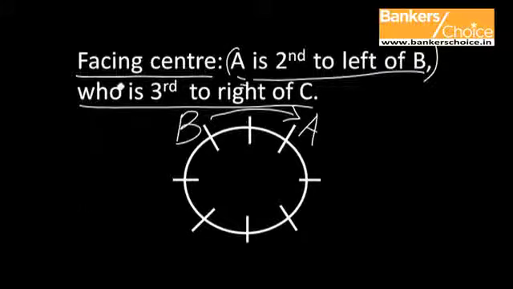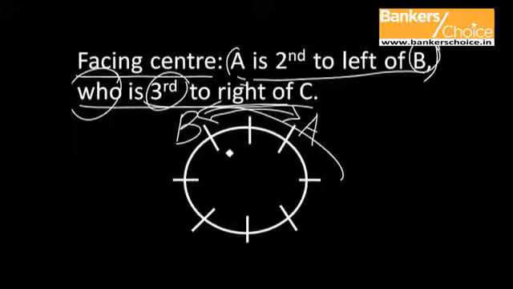Now, in statements where the word who is used, the person referred is the immediate before person, that is B. So I can say that B is third to the right of C. As B is already placed and he is towards right, we know that B should be in anti-clockwise direction. That means now C can be placed 3 places away from B. So 1, 2 and 3.